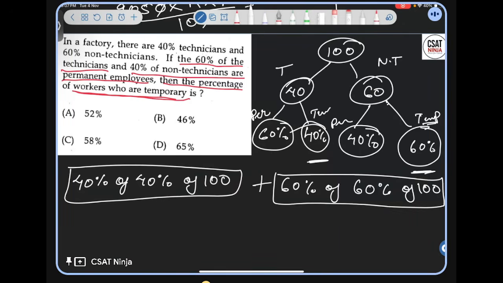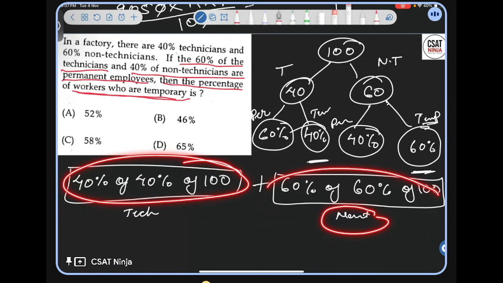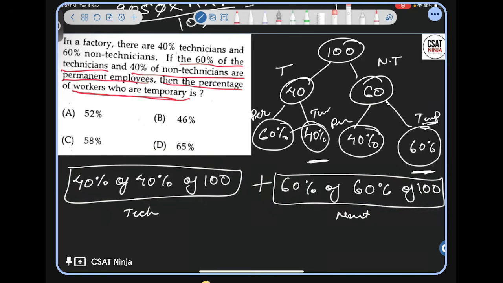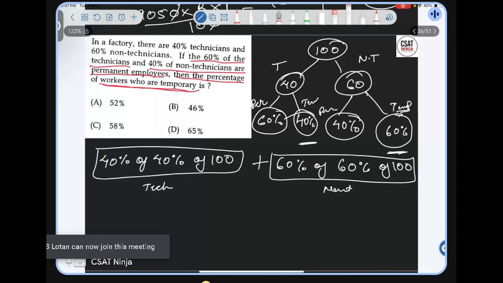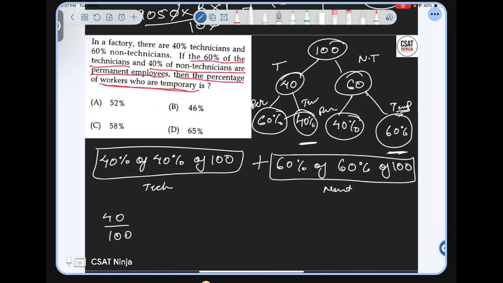So we have two parts: this one is technical and this one is non-technical. For technical, this is the temporary employee, and for non-technical, this is the temporary employee. So let us solve this one. How do you convert from percentage to fraction? 40% of 100 is 40 divided by 100 into 100. Because I'm converting from percentage to fraction, I just need to divide by 100.